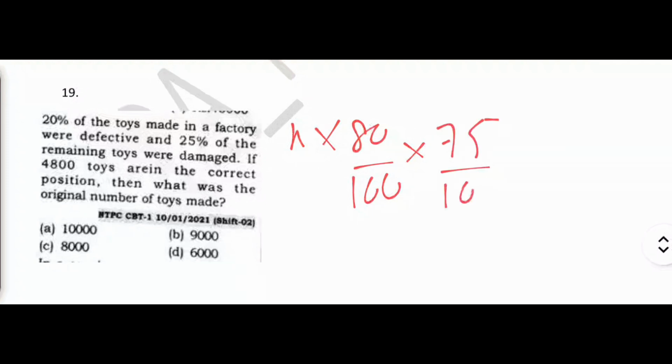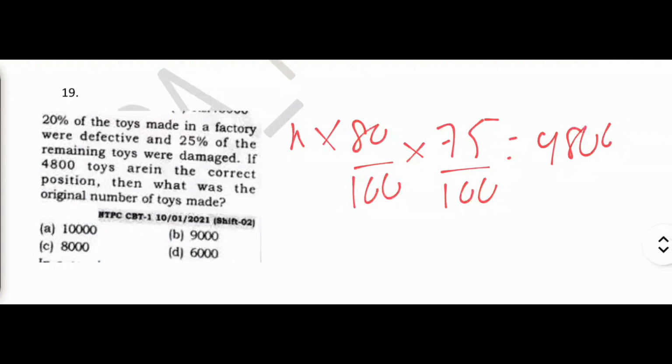20% of the toys made in the factory were defective, and 25% of the remaining toys were damaged. See guys, let the original number be x. 20% of the toys in the factory were defective, then how many were not defective? 80%. And 25% of the remaining toys were damaged. If 25% of the remaining toys were damaged, how many were not damaged? It is 75%, which is equal to 4800, because this is the number of toys that are in correct condition, not damaged, not defective.